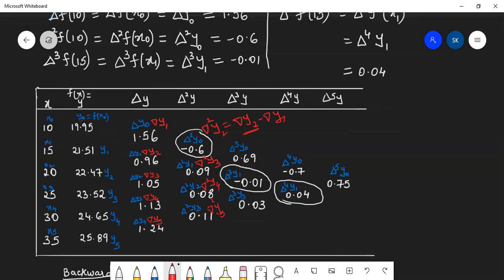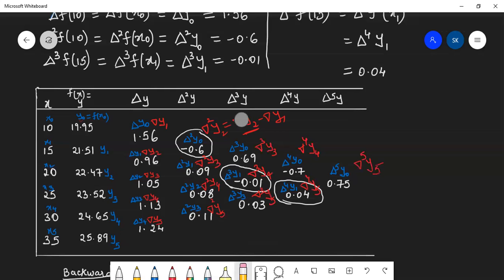This will be backward delta cube y3. This will be backward delta cube y4. This will be backward delta cube y5. This is backward delta power 4 y4. This is backward delta power 4 y5. This is backward delta power 5 y5. This is how the notation goes.